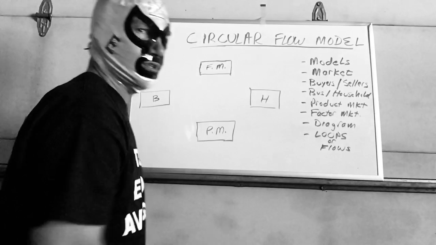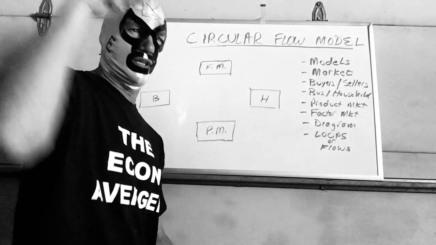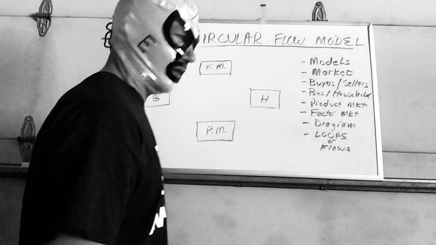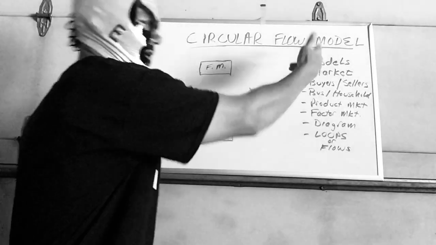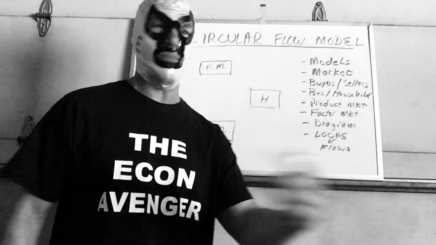We're going to look at the first model of any economics class, which is the circular flow model, which will basically tell you how the economy ticks. All right, here we go. First thing you got to understand is it shows you how markets operate. What is a market? Well, a market can be anything.